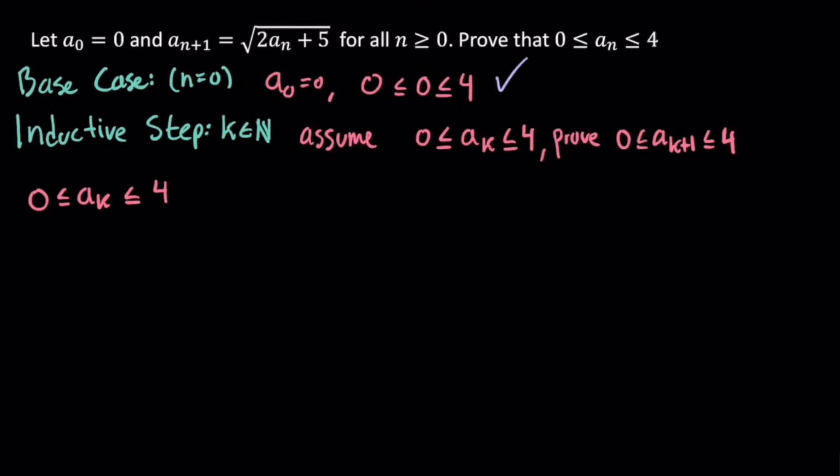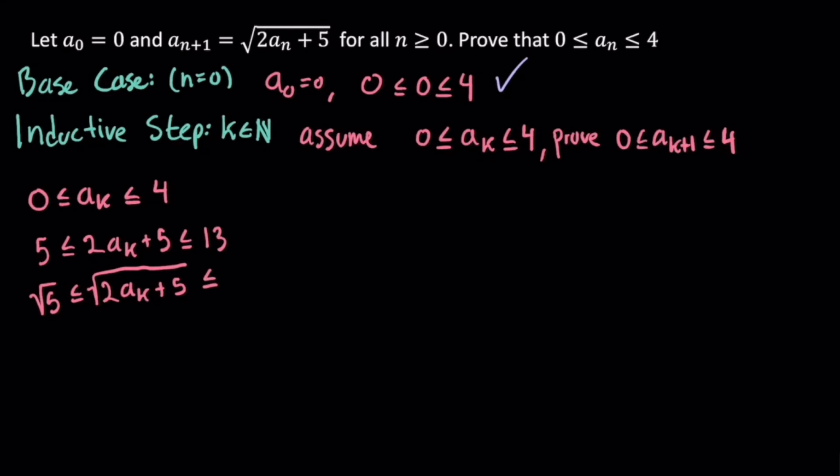So what I'm going to do is multiply ak by 2 and add 5. And if you don't understand that right away, it's fine. You'll see just in a second why we're doing this. So we do this to all sides. So we have 0 times 2 plus 5 is 5. Here we have 2ak plus 5, and 2 times 4 plus 5 is 13. And now we're going to take the square root of everything. So we have here root 5 is less than or equal to the square root of 2ak plus 5, less than or equal to root 13.